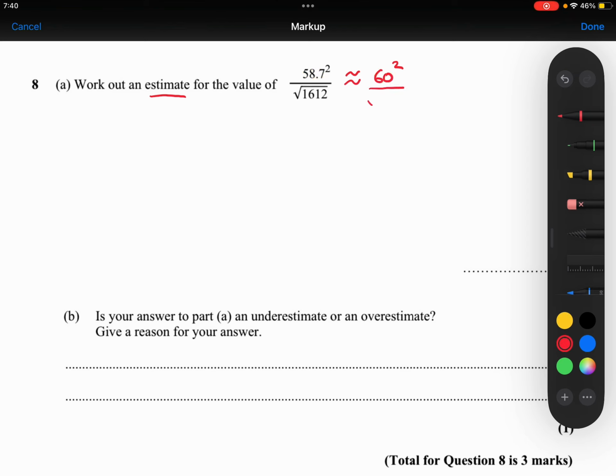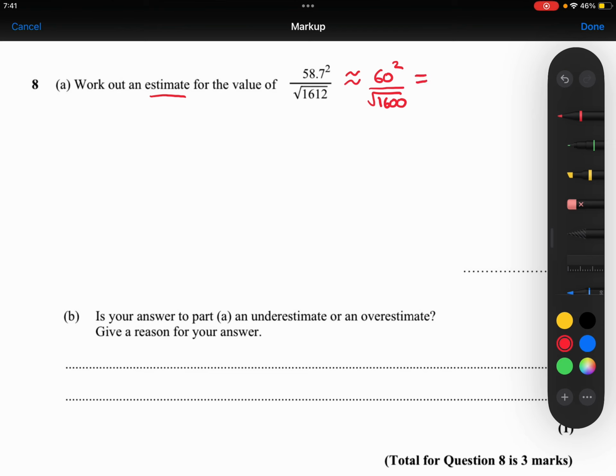Next, we've got the square root of 1612. Well, if I make that 1600, then I can do the square root of 1600 pretty easily, because I know the square root of 16 is 4, so the square root of 1600 would be 40.